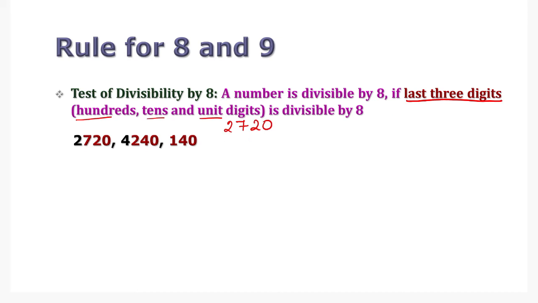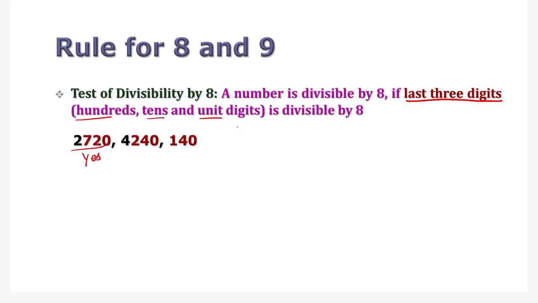2720. As per our condition, the last three digits, which is 720. So if we prove that 720 is divisible by 8, then we could say that the whole number is divisible by 8. So 720 divided by 8, which is equal to 90. As we are getting a whole number and the remainder is 0, we could easily conclude that 2720 is divisible by 8.